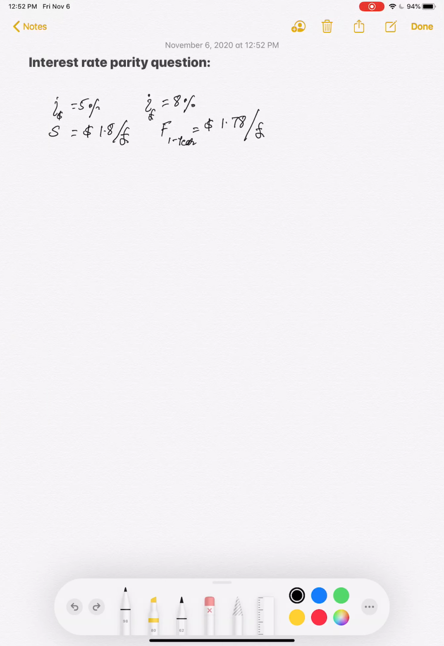Hello students. I have a question over here. The question is about the interest rate parity, and we want to see whether there is an opportunity to earn the covered interest arbitrage or not. So there is an investor and he has the following data in hand.